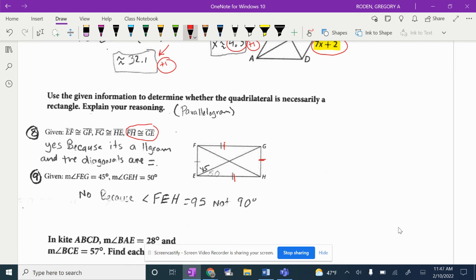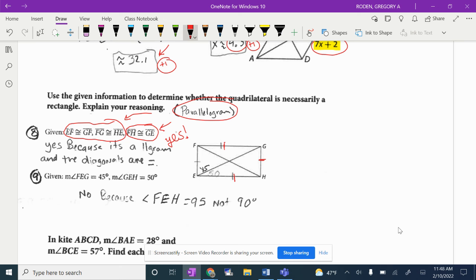This guy right here, it's a parallelogram, okay? And we know it's a parallelogram because the opposite sides are congruent. This part right here is telling you that the opposite sides are congruent, and this part right here is telling you that its diagonals are congruent. So parallelograms with diagonals congruent means rectangle. Okay, so the answer to number 8 is yes.